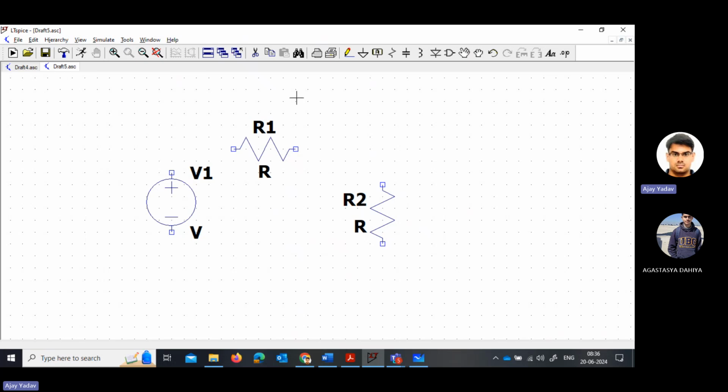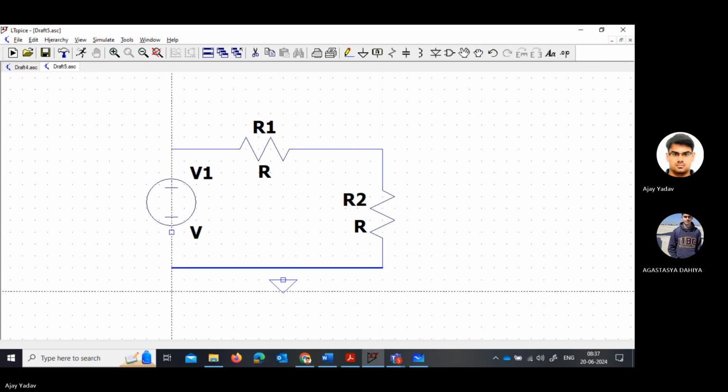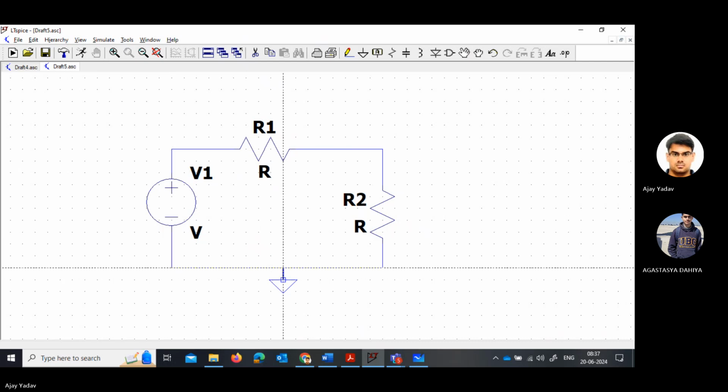In this case, now we will make the connection. We need to take the ground also. With the help of this wire, you can make the connections. So this is the circuit which is there.